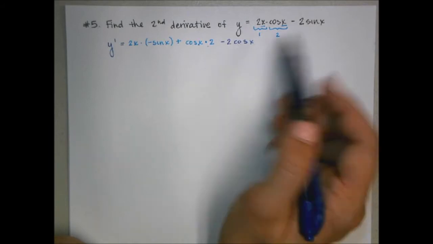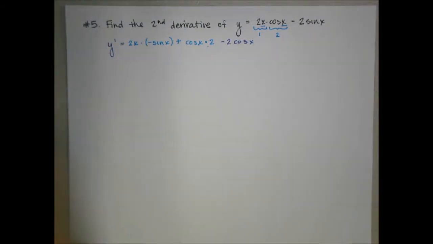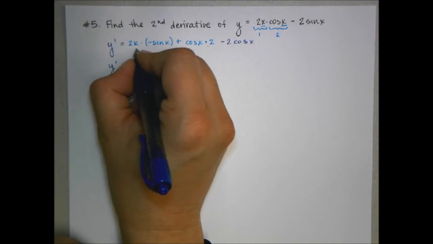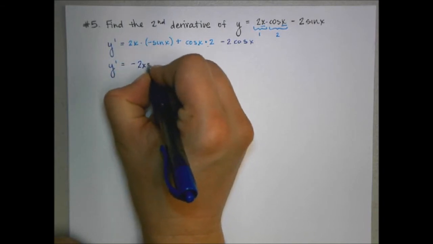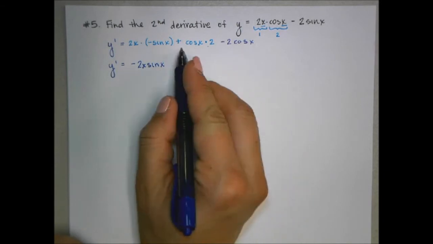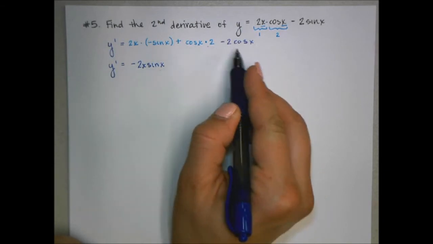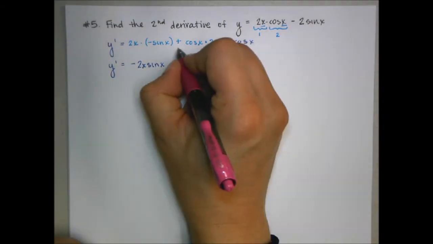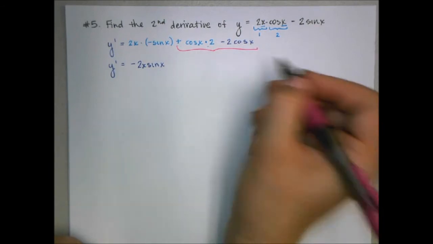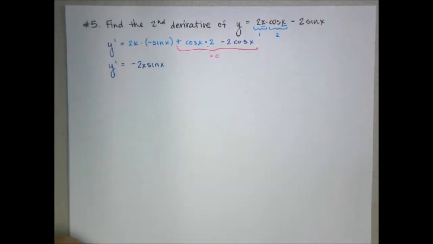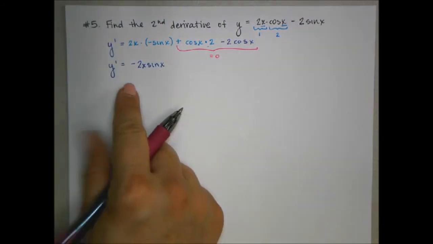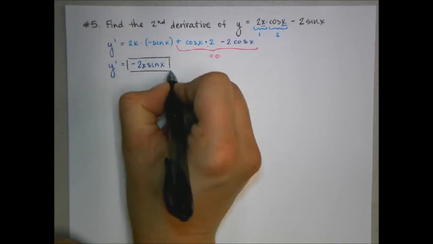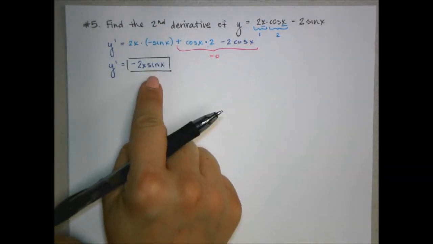All right, so now we want to clean this up some. We have a negative 2x sine x plus 2 cosine and minus 2 cosine. So these two terms right here are opposite. Positive 2 cosine and negative 2 cosine. So they're going to add up to 0. So those two terms are going to drop out, and this is going to be our derivative. However, this is just our first derivative. We need to get to the second derivative. We're going to take the derivative of this again.